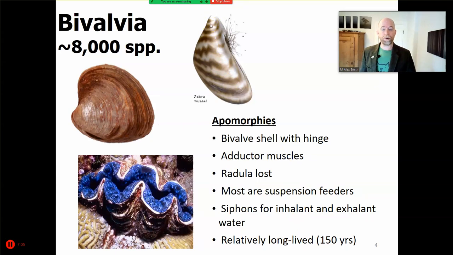They have adductor muscles for closing the shell. They have no radula. So this is another case where one of the principal defining synapomorphies for the group in general is not seen.